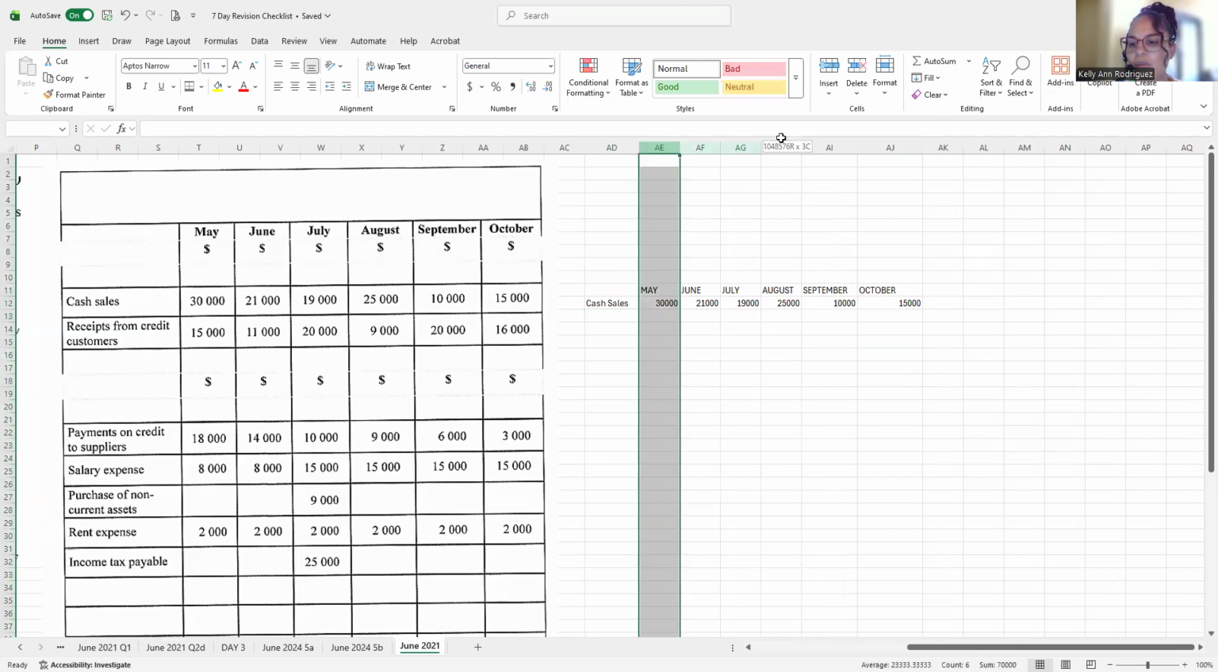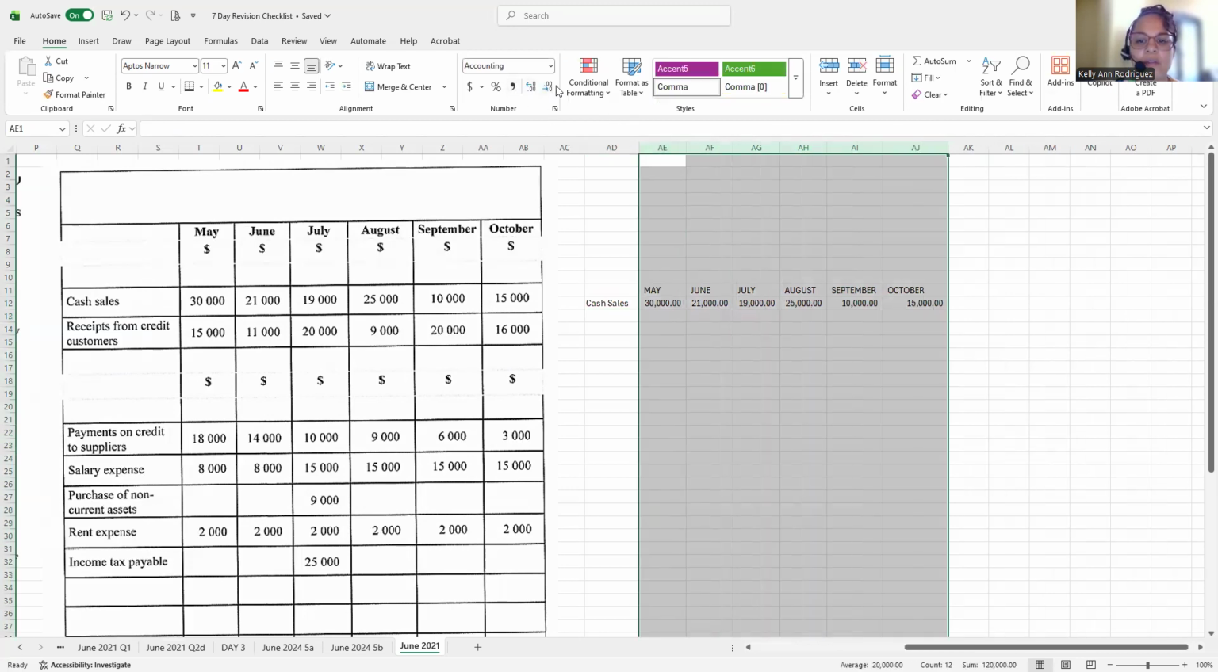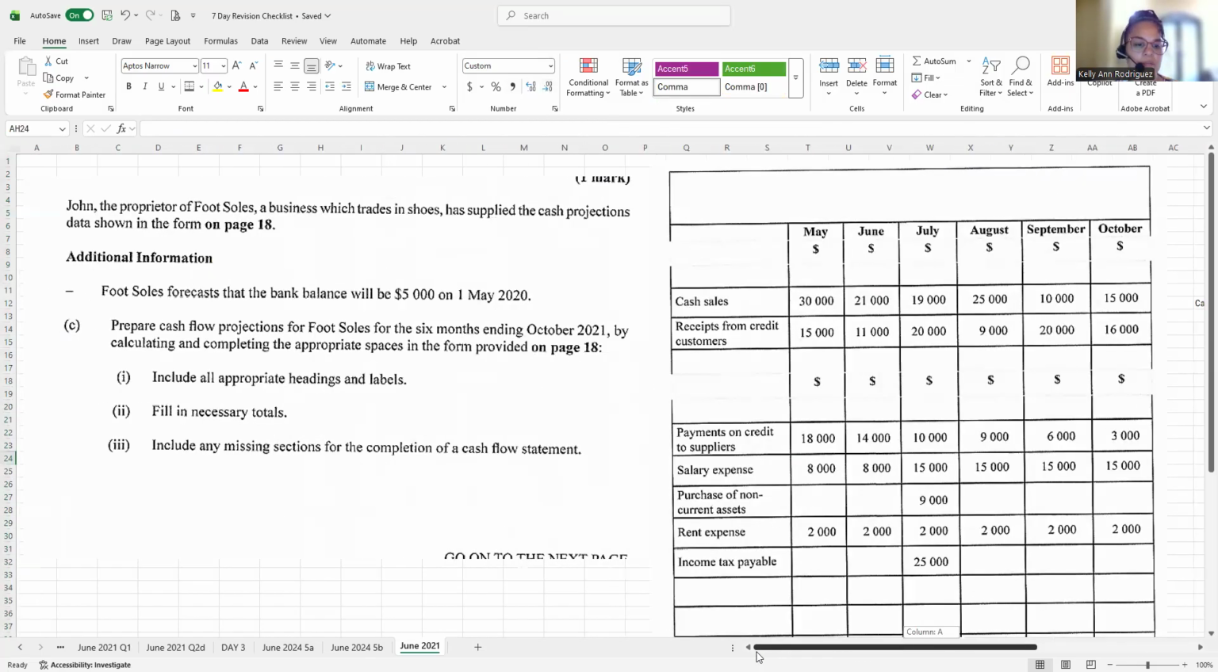Now I started talking, but did I read this question for you all? I don't think I read it. I can't remember reading the question. Did I? No, I didn't. Okay. So the question states, prepare cash flow projection for foot soles for the 6 month ending October 2021 by calculating and completing the appropriate spaces.